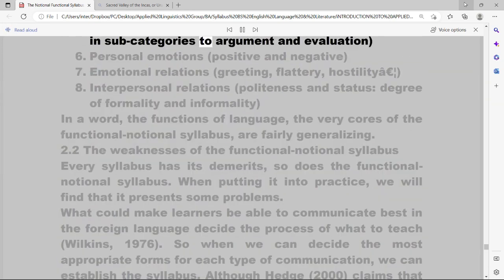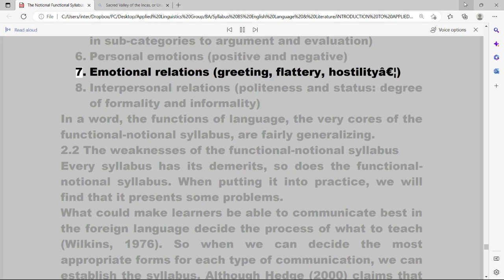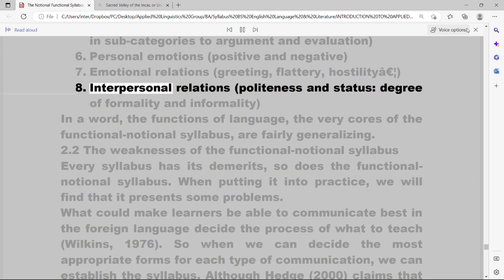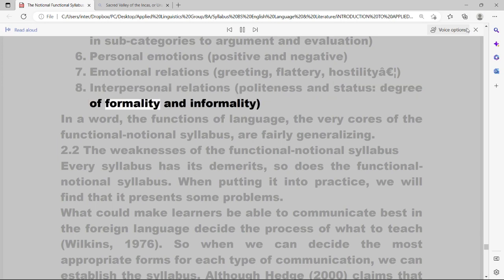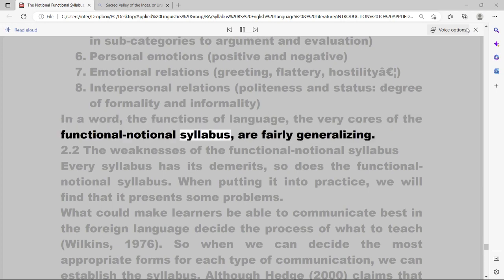with subcategories of argument and evaluation. 6. Personal emotions, positive and negative. 7. Emotional relations, greeting, flattery, hostility. 8. Interpersonal relations, politeness and status, degree of formality and informality. In a word, the functions of language, the very cores of the functional notional syllabus, are fairly generalizing.